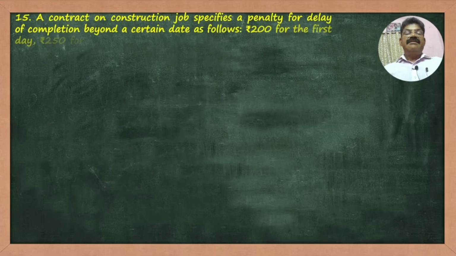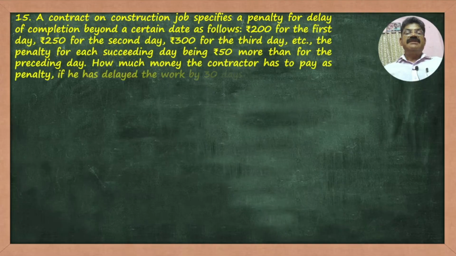15. A contract on construction job specifies a penalty for delay of completion beyond a certain date as follows. Rupees 200 for the first day, rupees 250 for the second day, rupees 300 for the third day, etc. The penalty for each succeeding day being rupees 50 more than for the preceding day. How much money the contractor has to pay as penalty if he has delayed the work by 30 days?